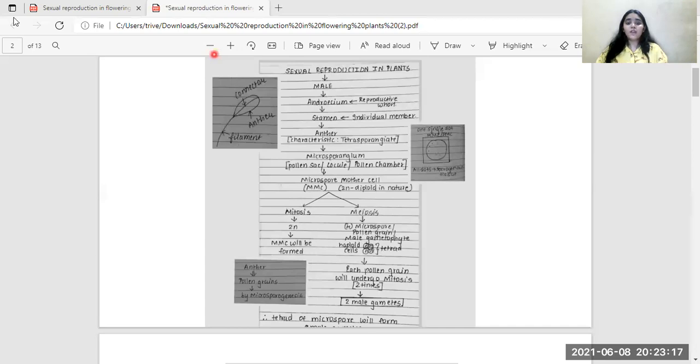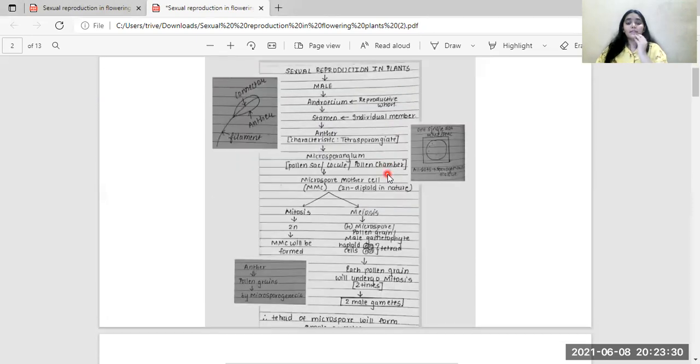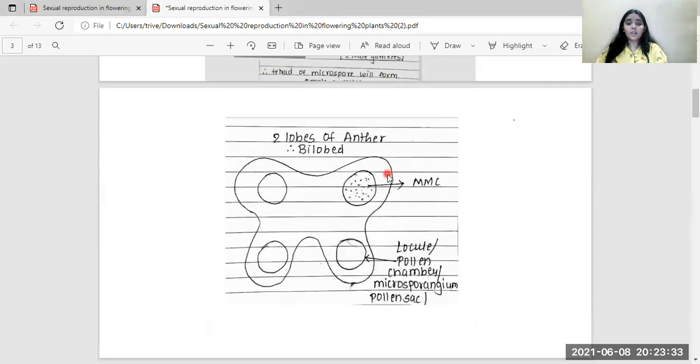The male part of the flower consists of the androecium, which is the reproductive whorl of the flower, and its individual member is the stamen, which consists of the anther. The anther's characteristic feature is that it is tetrasporangiate because it has four sporangia: one, two, three, and four. It is also known as bilobed because it has two lobes, as we can see here.